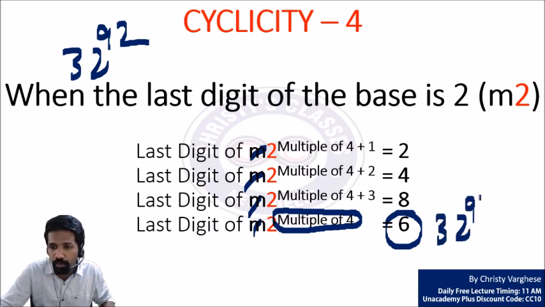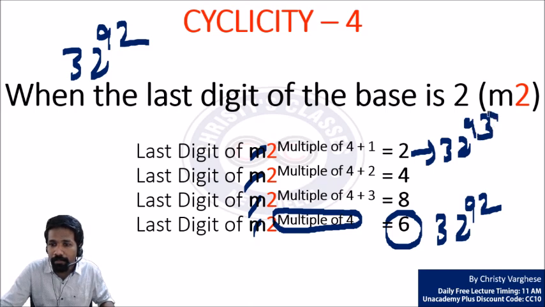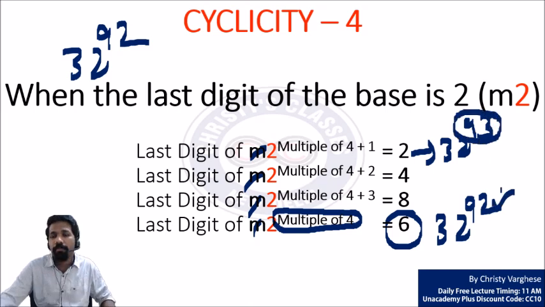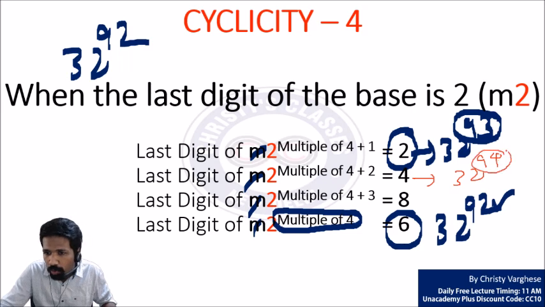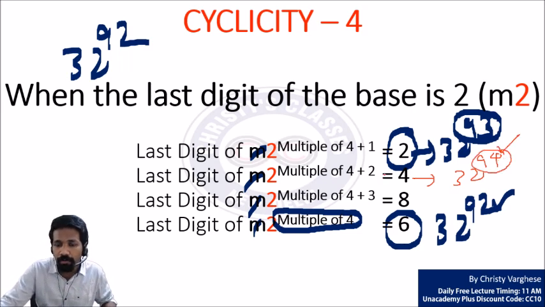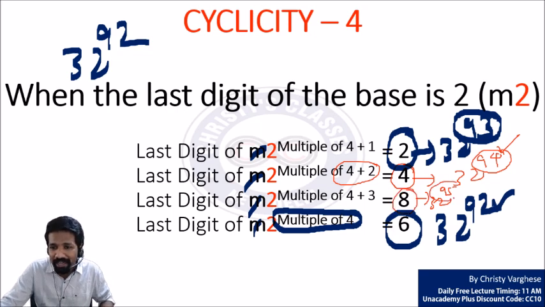Now if it is 32 raised to 93, that is multiple of 4 plus 1, because 92 is a multiple of 4 and 93 is 1 more than that. Then the answer will be 2. If it is 32 raised to 94, 92 is a multiple of 4, 94 is 2 more than that, so the second element. If it is 3 more than that, 95, then the third element, 8, will be the answer. 95 is 8, 91 is also 8, 87 is 8.